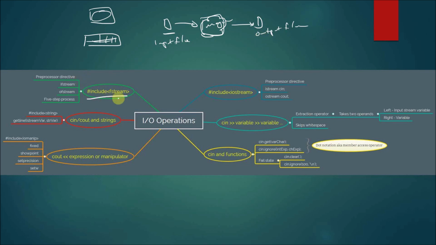So fstream is our preprocessor directive. The two data types with fstream are ifstream and ofstream. Ifstream is our input file stream.